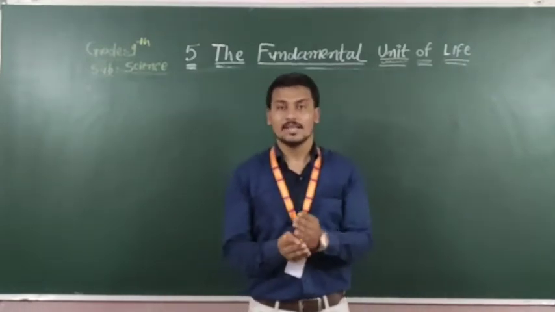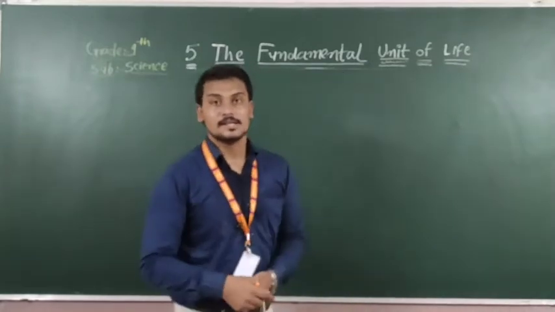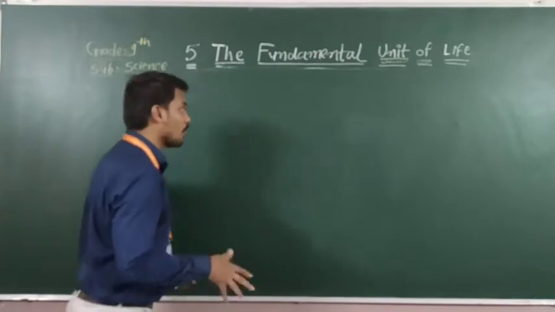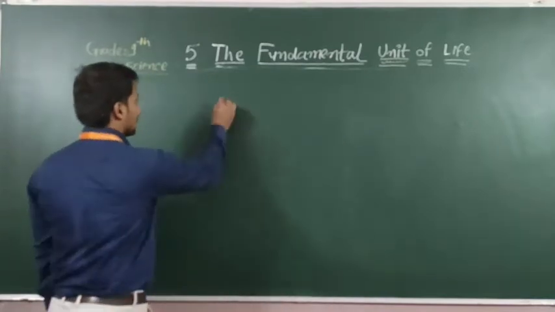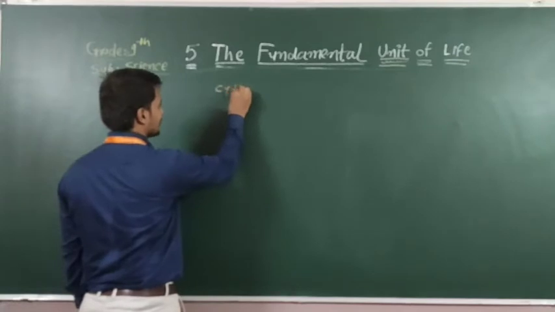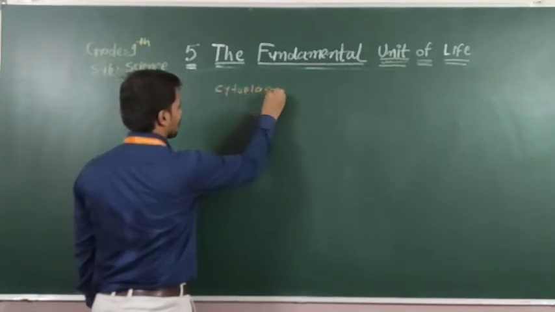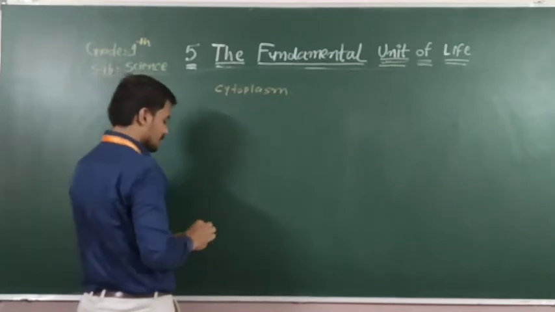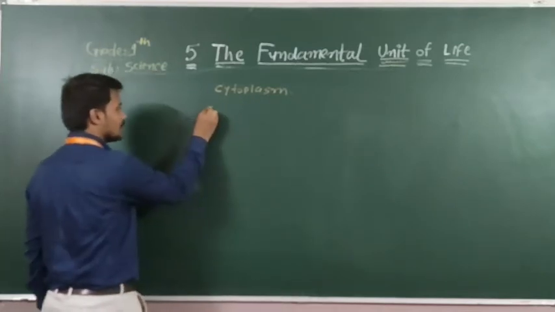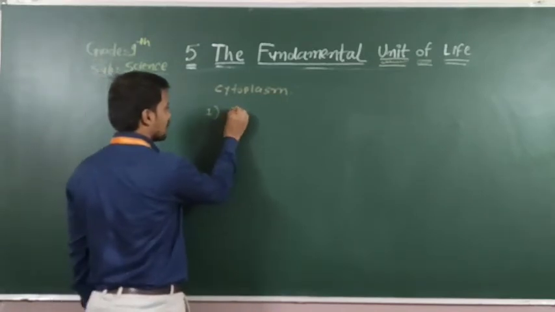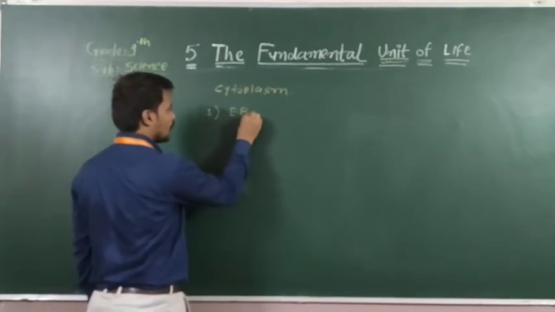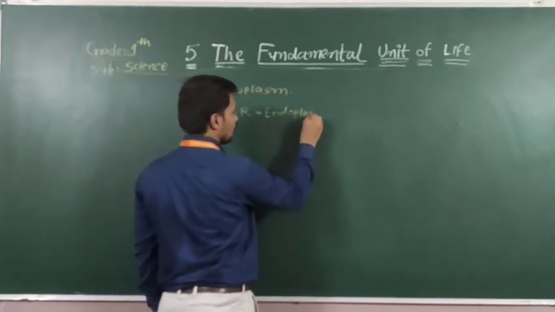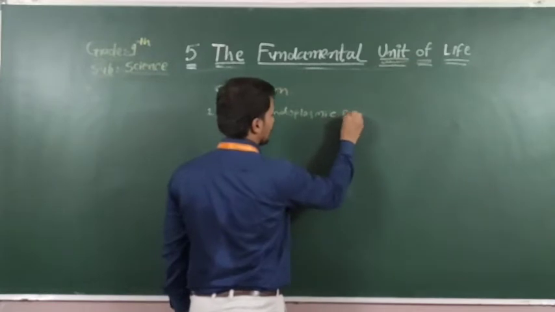So in a cytoplasm, there are different cell organelles which can perform different things. Here I can write cytoplasm, that is a fluid part. In the cytoplasm there are different cell organelles. We can discuss the different cell organelles: the endoplasmic reticulum.